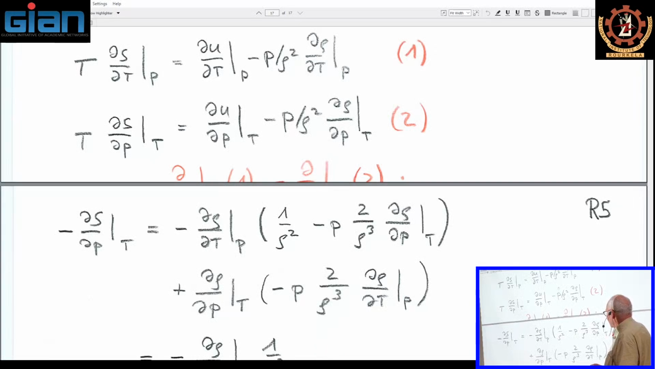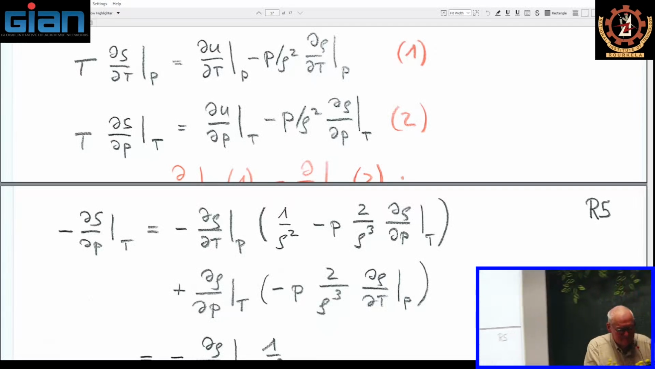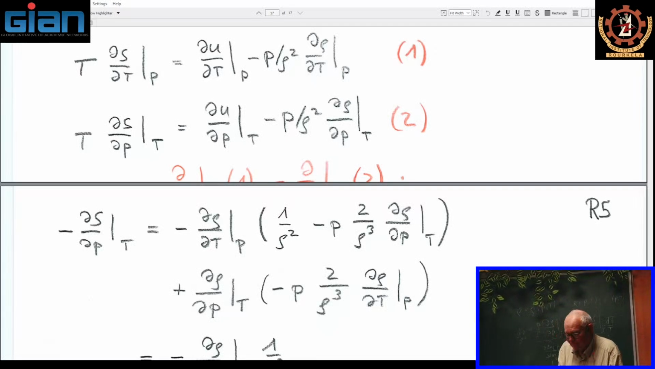Okay, so what we are getting is, well, these two terms, d rho by dt times d rho by dp, we have here, and here we have d rho by dp times d rho by dt. This is identical. So these two terms cancel. And we are left only with minus d rho by dt at constant pressure times 1 over rho squared. Everything else is gone. Okay. What is left now?